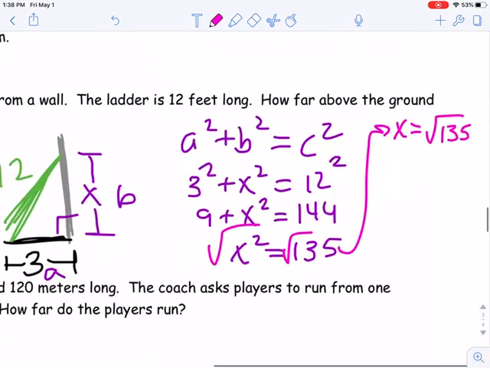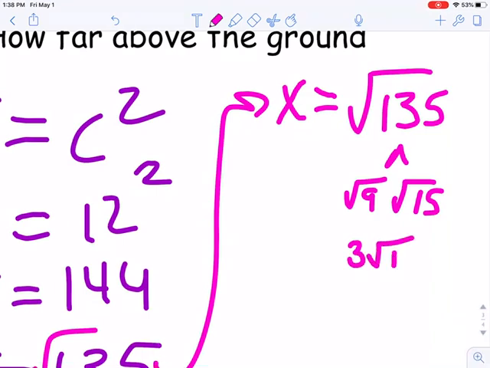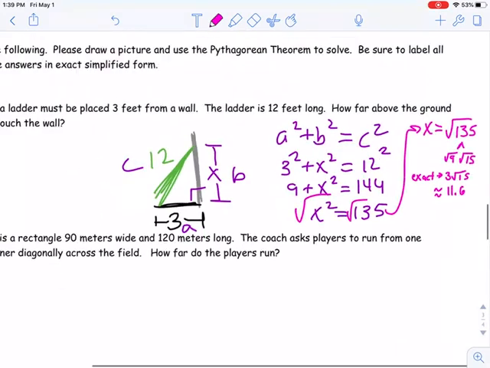And just for fun, let's see if we can get this in exact or simplify the radical. This took me a little bit of thinking, but this would break up into the square root of 9 and the square root of 15, or 3 radical 15. That's the exact answer. Now if we want a decimal answer, an approximation, I'm just going to plug the square root of 135 into a calculator, and it's 11.6. Alright, remember both forms are useful.